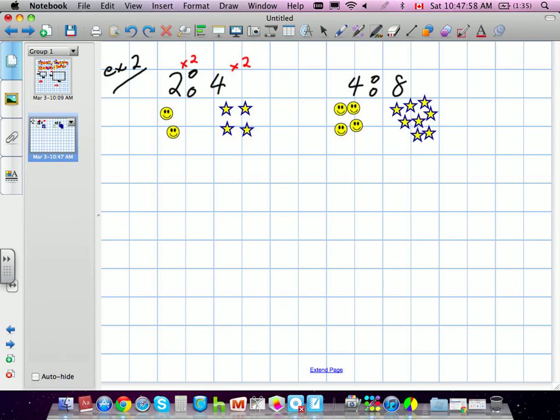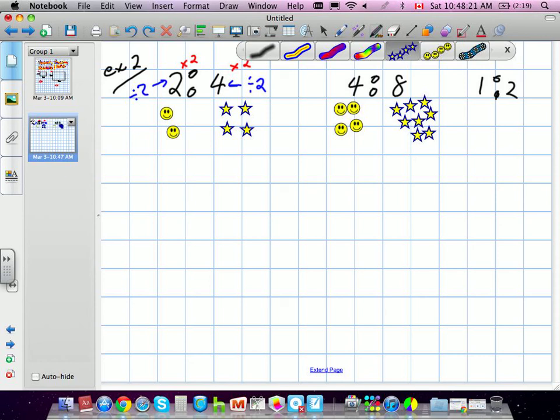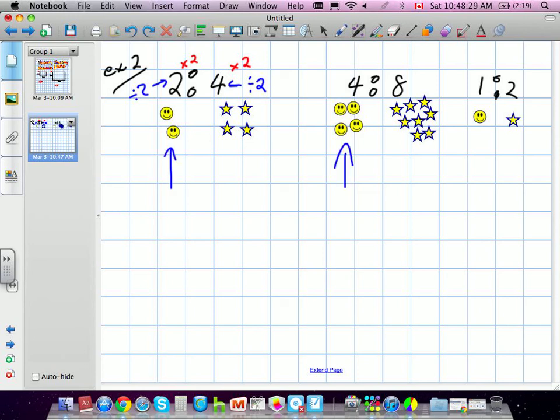And there's another equivalent ratio. What else could I have done to these? You could divide. Yeah, divide by what? So I could also divide by 2 for both of these, right? And what would my equivalent ratio be then? 1 to 2. Yeah, so we'd have a 1 to 2, which would give me 1 happy face and 2 stars. So what's important here is we look at the ratio. Our first number in the ratio always refers to what? The happy faces, yeah. And the second number in the ratio is referring to our stars.